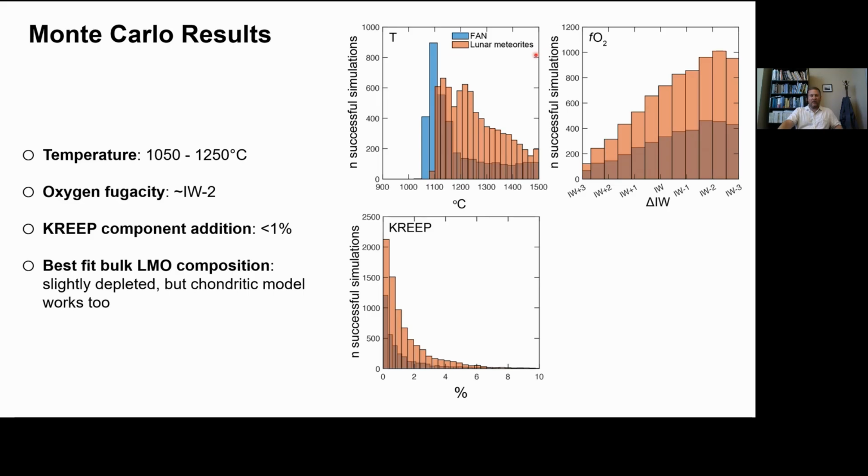It's interesting that the meteorites seem to record higher temperatures. And of course, these are physically unrealistic cases off here on the right, where you'd have a molten crust. But we wanted to explore as much possible range of these input parameters.